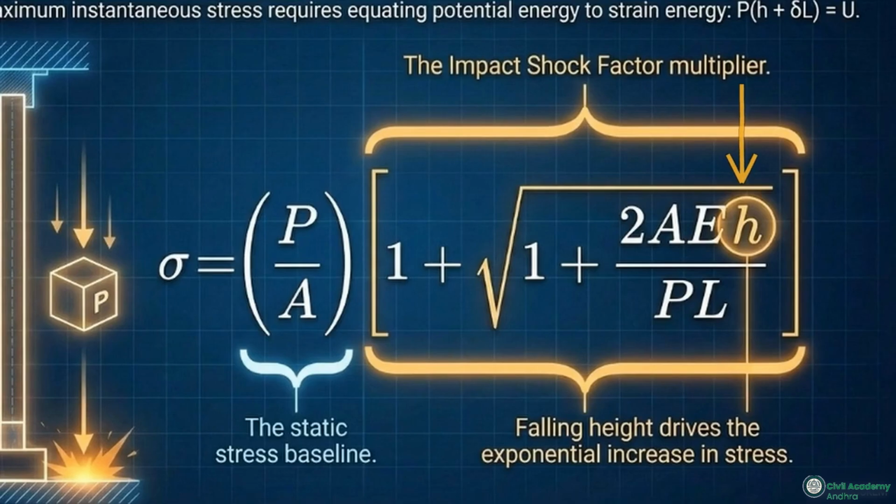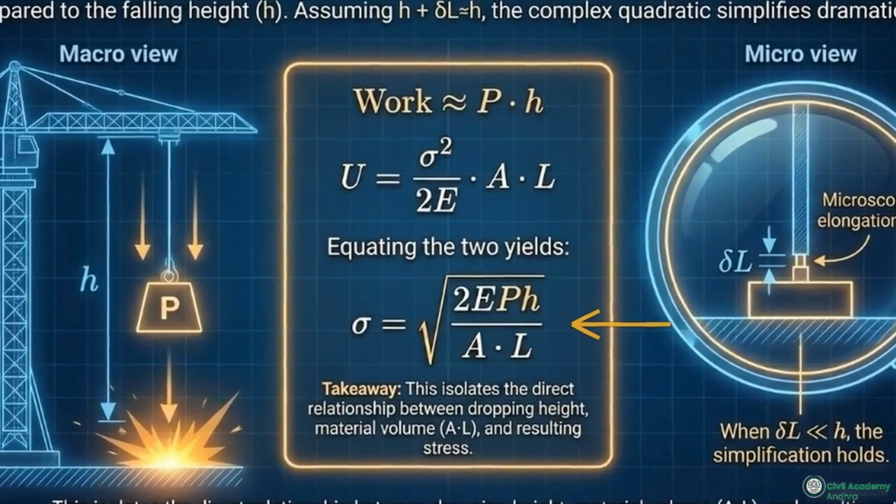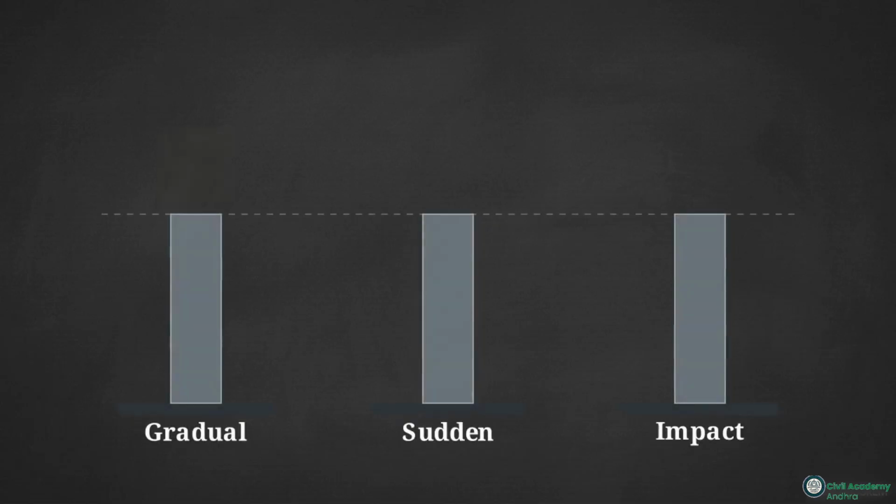This details a critical engineering shortcut. In macrostructures, instantaneous elongation is infinitesimally small compared to the drop height. Dropping the elongation variable simplifies the quadratic into a square root equation, isolating a direct relationship between drop height, material volume, and stress. A stationary mass safely rests on a column.